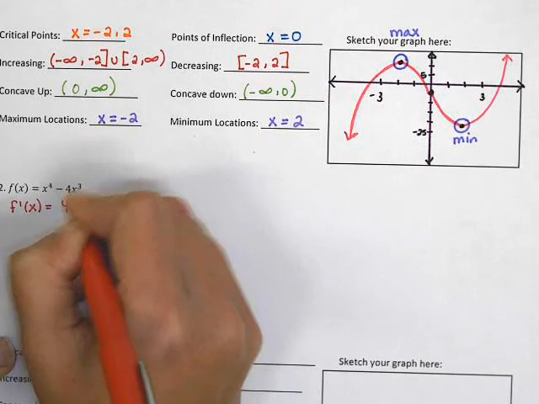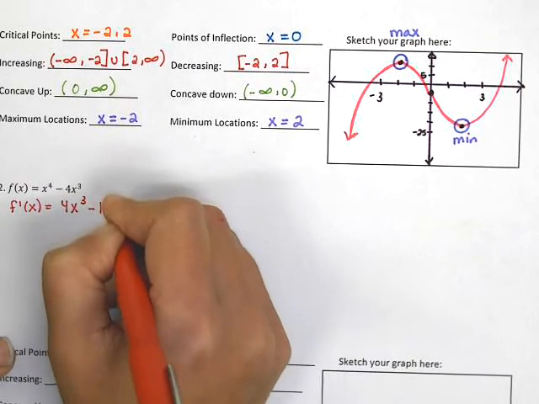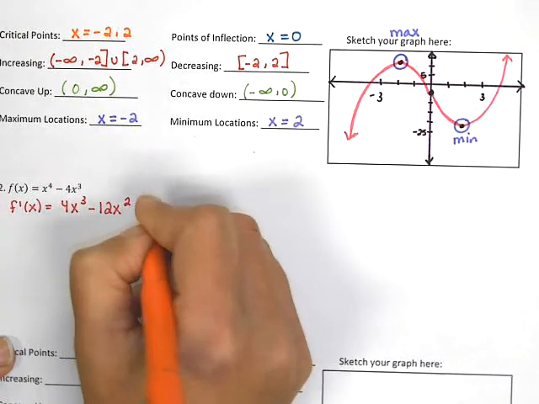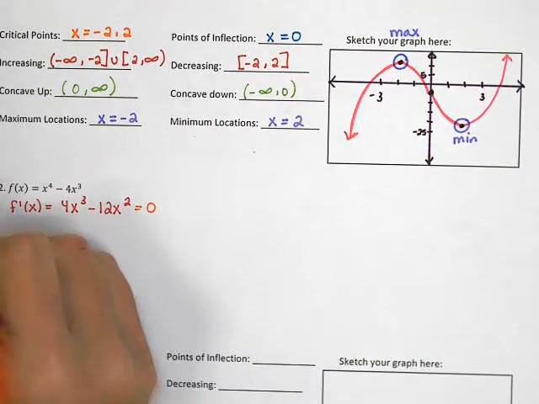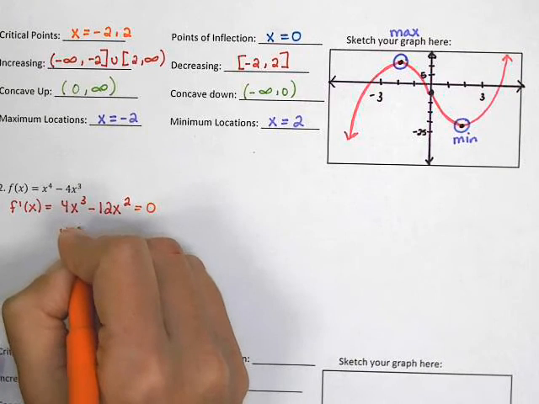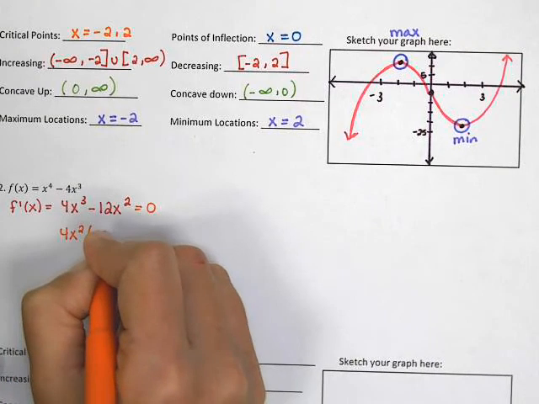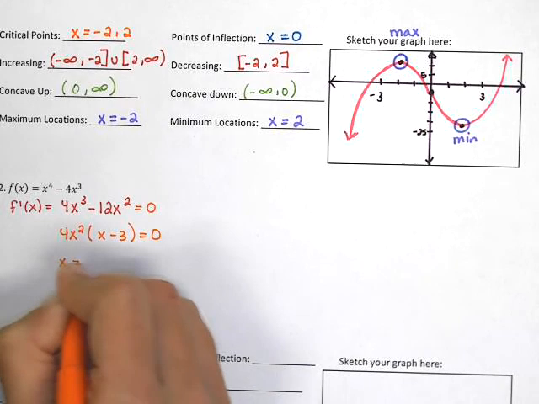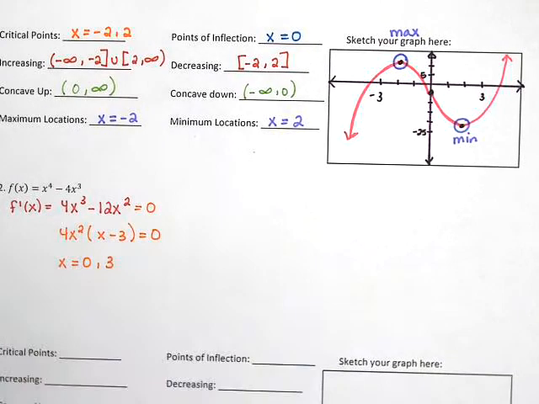So I would have 4x cubed minus 12x squared, and then I would make that equal to 0. That's step 2. I would factor out a 4x squared, and I would get x minus 3. And then I would solve that, and I would get x equals 0 and 3.